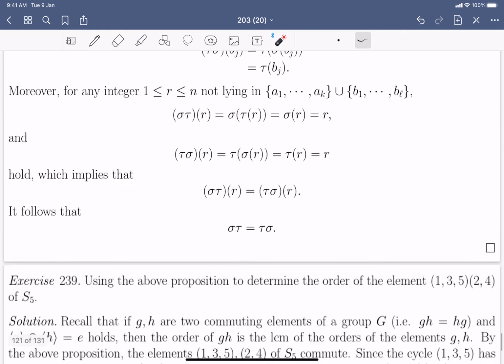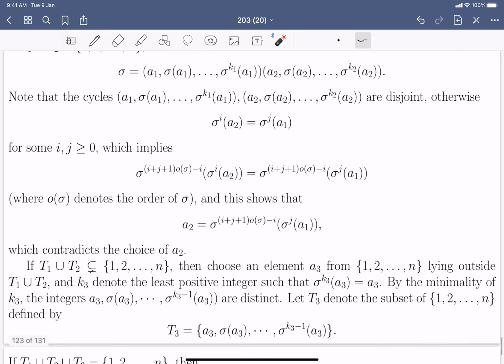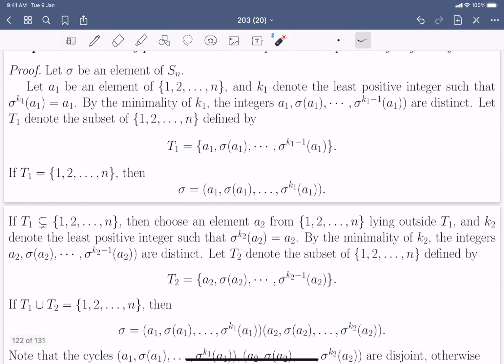Maybe I'll be jumping around between these two pages. Here, if you take this to be sigma, then if you apply sigma 3 times to 1, you get back to 1, and 3 is the least such positive integer for which this holds. So you apply sigma to 1 one time, then you get 3. If you apply it 2 times, you get 5, and if you apply it 3 times, you come back to 1 once again. And this is something that you just write down in a clean manner.